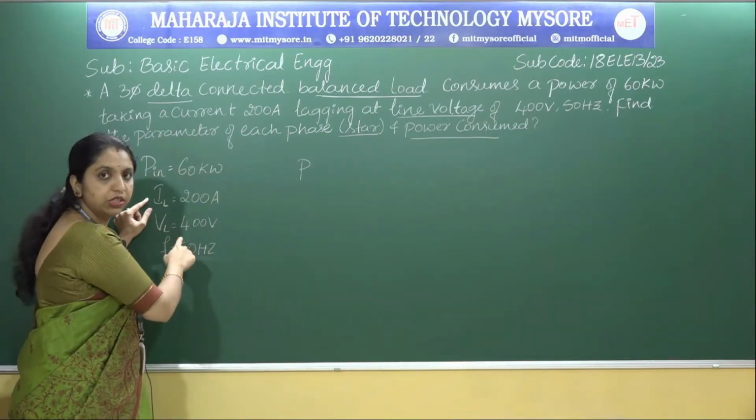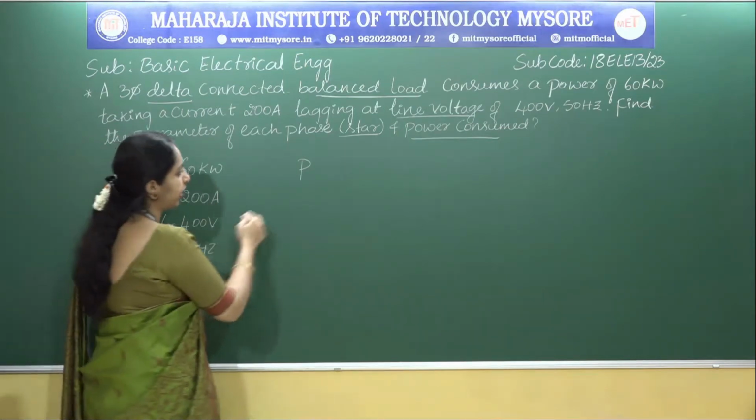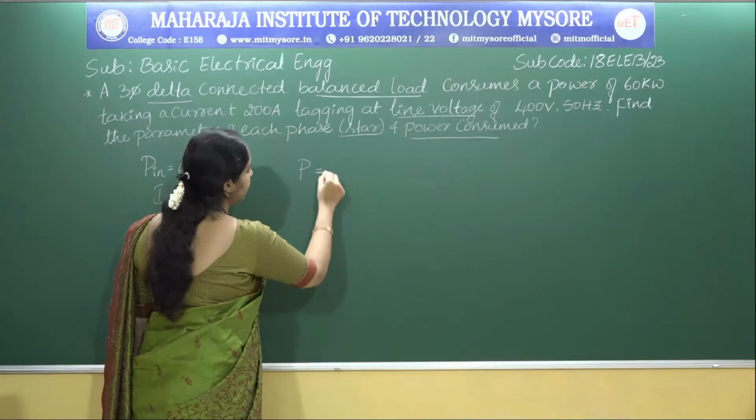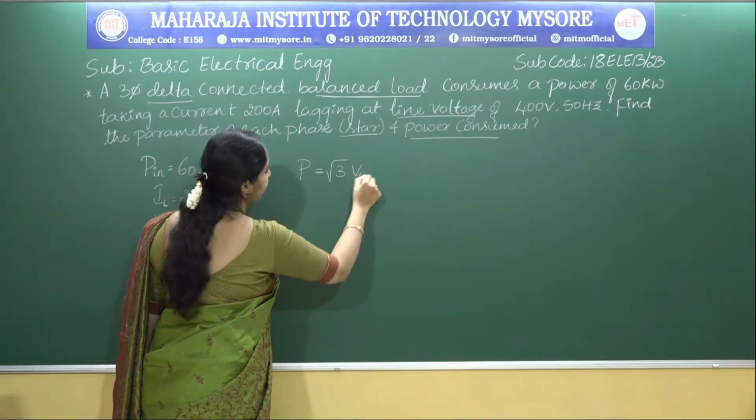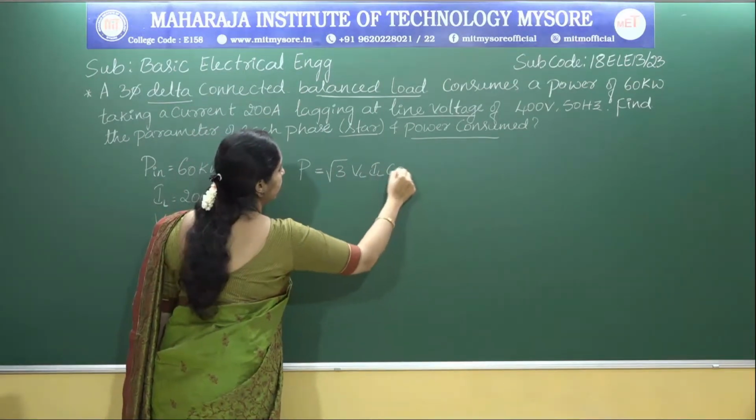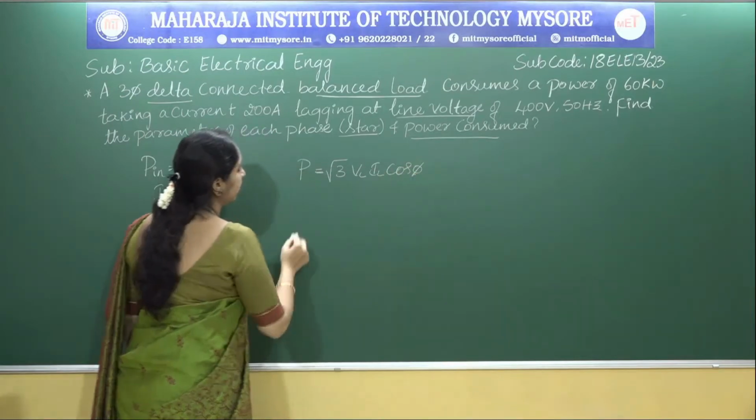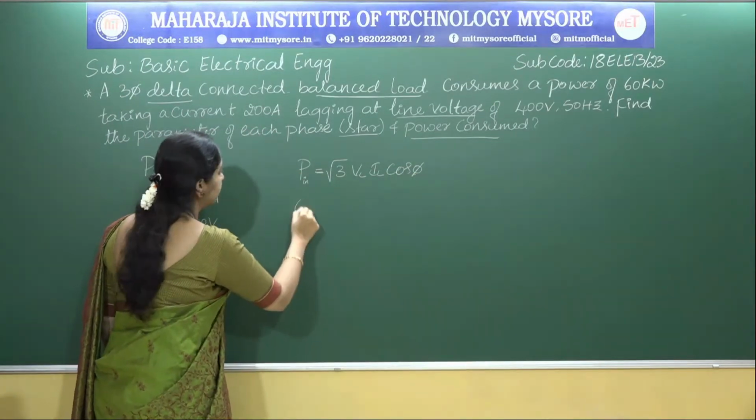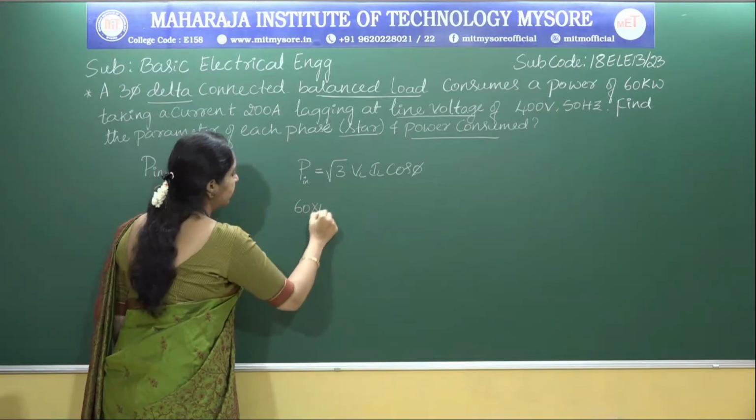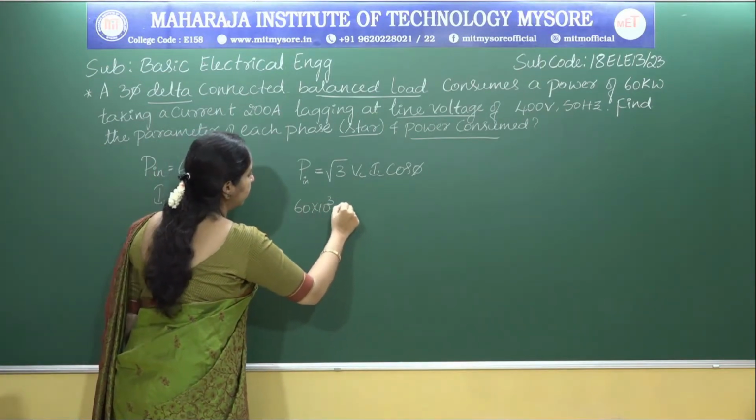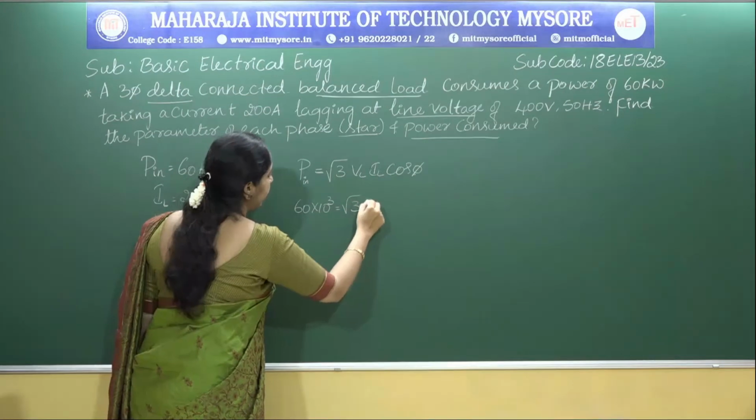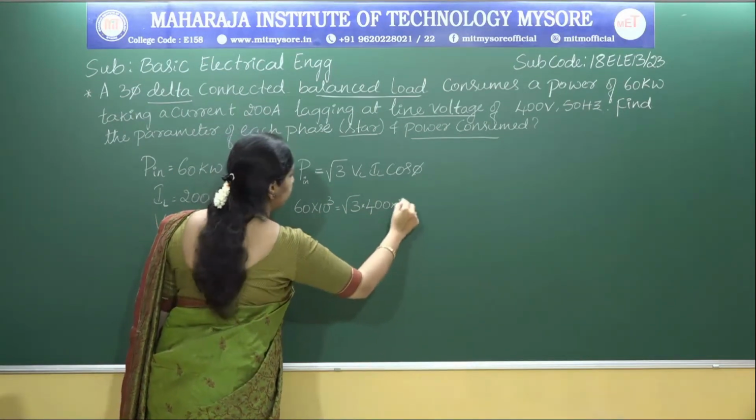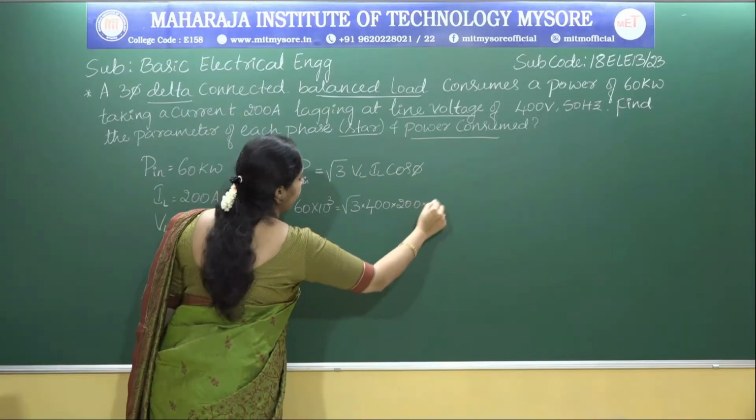With these given values, because the power is given and we have IL and VL, we can find the power factor or phi. We know that P is equal to root 3 VL IL cos phi. So we can substitute the value of Pin, which is 60 kilowatts, that means 60 into 10 power 3, is equal to root 3, and VL is 400 and IL is 200 and cos phi.